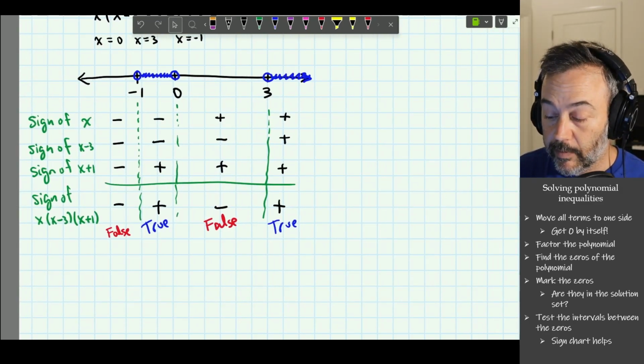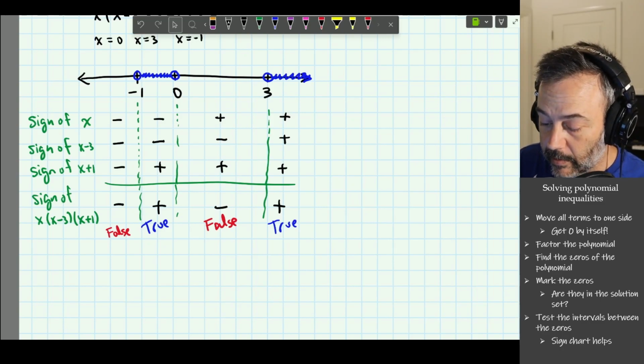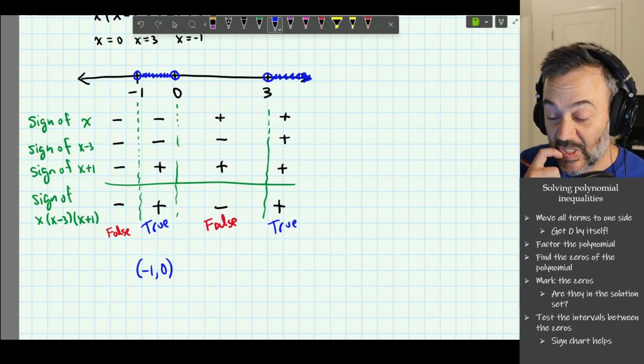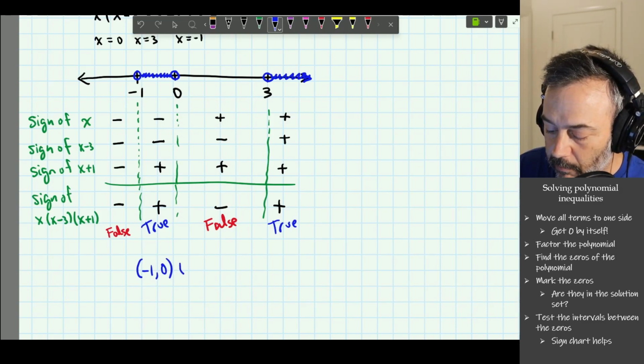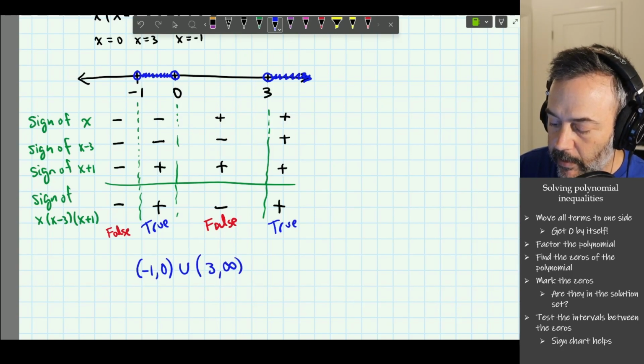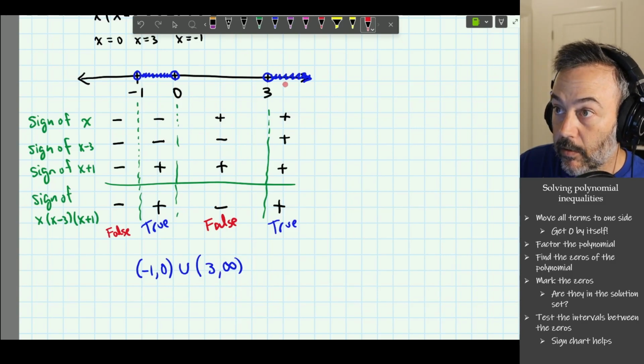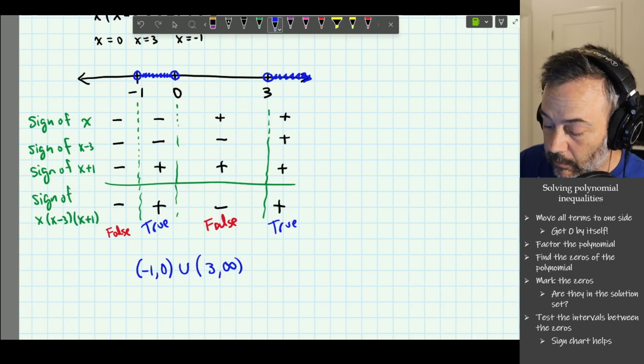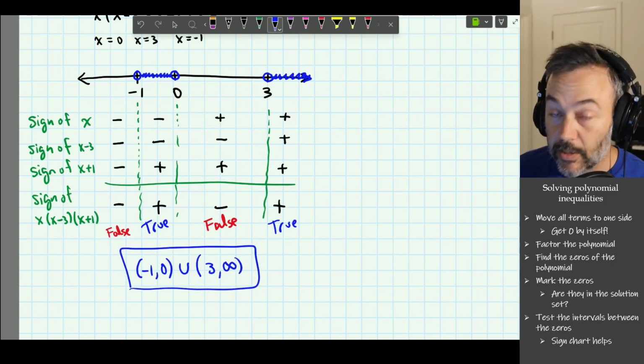Finally, we want to be able to write interval notation, and the intervals are from -1 to 0, with parentheses because it doesn't include the endpoints, and we union the interval from 3 to infinity, because that's this one over here, because it goes up to infinity, goes forever to the right. So we've done the graph, we've done the interval notation, and we're done.